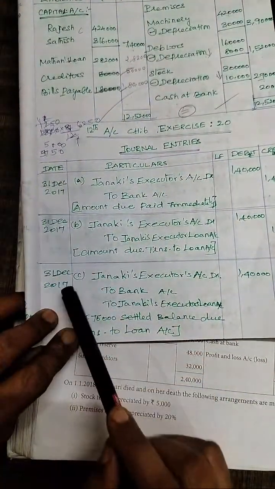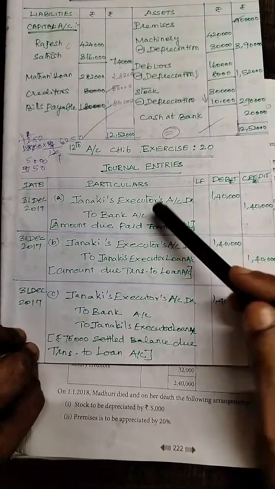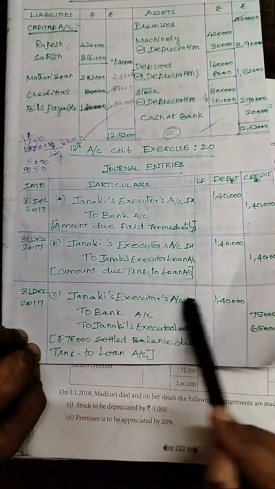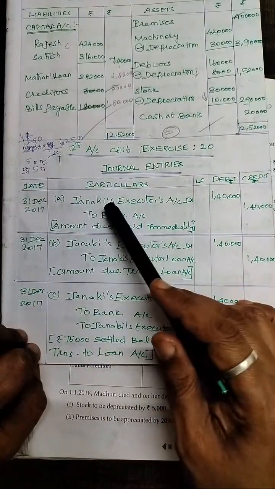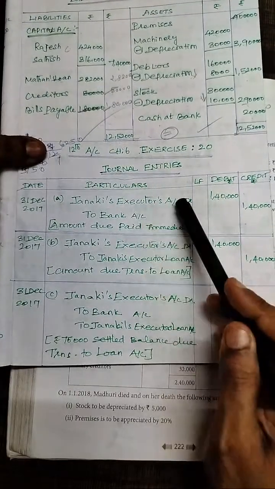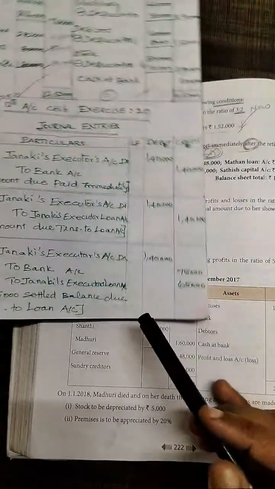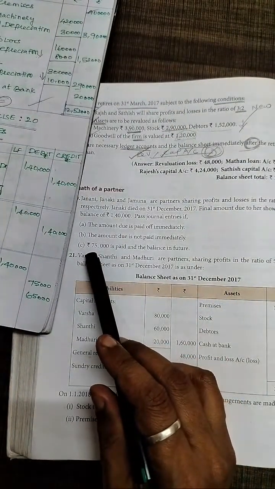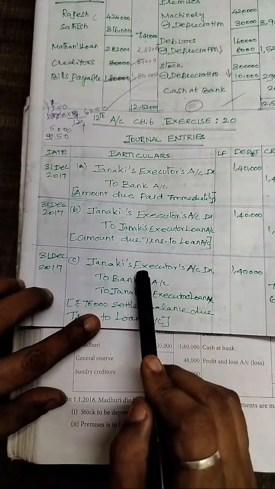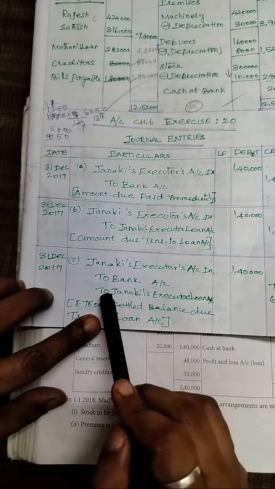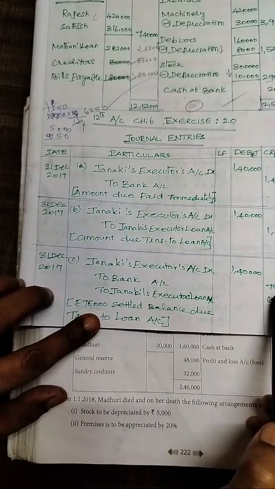The same date you should enter here. Janaki's executor account debited. Listen here, debit is very easy. Janaki's executor, because who is the receiver? The receiver is Janaki's legal representative, whose name you should enter on the debit side. On the credit side, what does the question say? 75,000 is paid through bank. So who is the giver? The receiver is entered on the debit side, the giver on the credit side. To bank, through bank they paid 75,000 rupees.